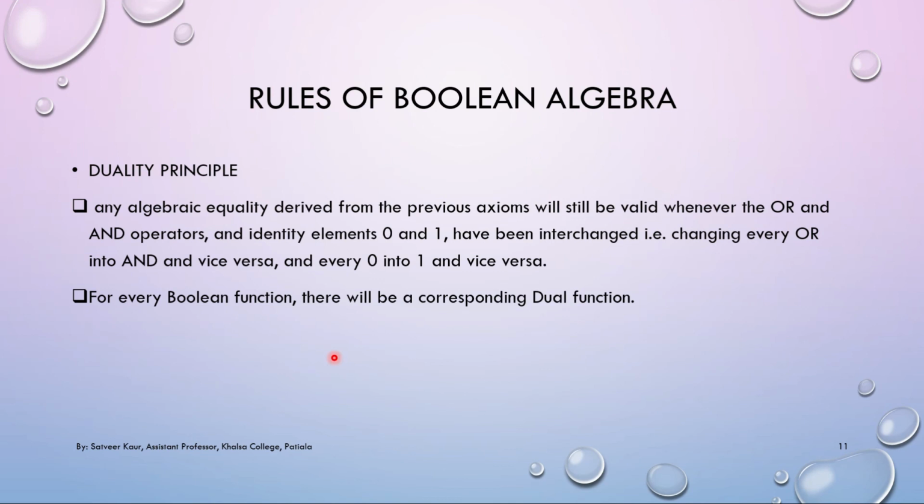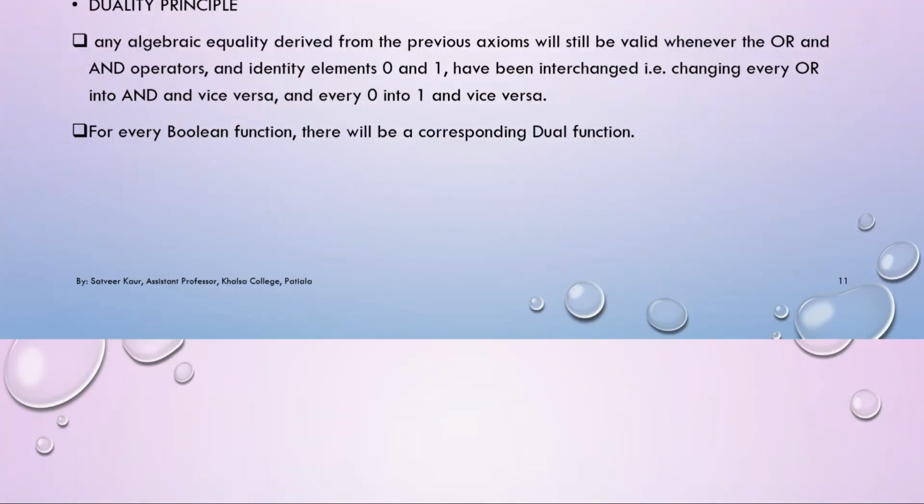The last one is the duality principle. Any algebraic equality derived from the previous axioms we have studied so far will still be valid whenever the OR and AND operators and identity elements 0 and 1 have been interchanged. That means if we change every OR to AND and every AND gate to OR gate, and every 0 to 1 and 1 to 0, it will be a valid answer. And for every Boolean function, there will be a corresponding dual function.